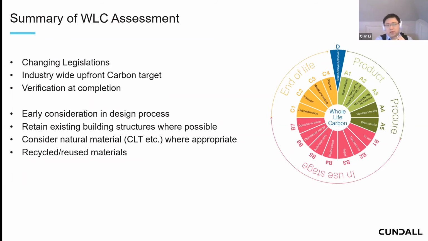For example, if you could make a financially viable scheme, you could retain existing building structures where you could. And of course, CLT or cross-laminated timber flooring or glulam structures are becoming more popular, albeit they have some limitations. But if you could consider this or make it feasible for your project, that'd be quite beneficial in terms of reducing whole life carbon.